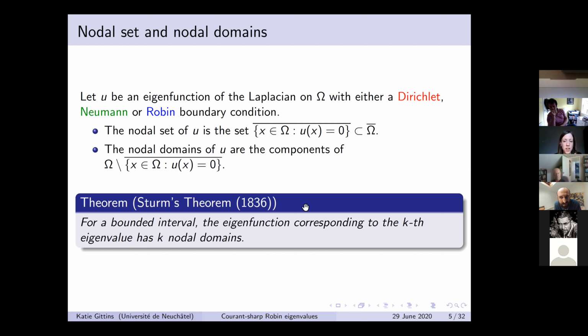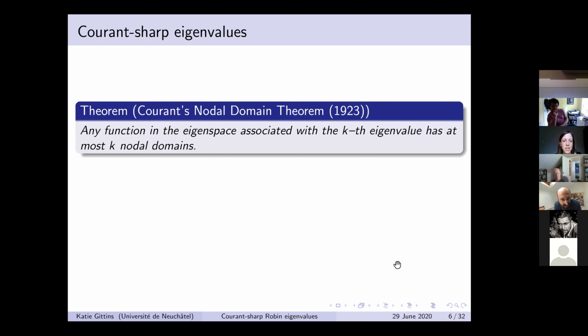So that's for the one-dimensional case, but in higher dimensions, even for the square, it was shown by Stern that there is a whole sequence of eigenfunctions that have exactly 2 nodal domains. So we can't hope to have equality all the time in higher dimensions. And we have the celebrated result of Courant, which tells us that if I have the kth eigenvalue, then any eigenfunction in the corresponding eigenspace has at most k nodal domains. So we have an upper bound on the number of nodal domains.